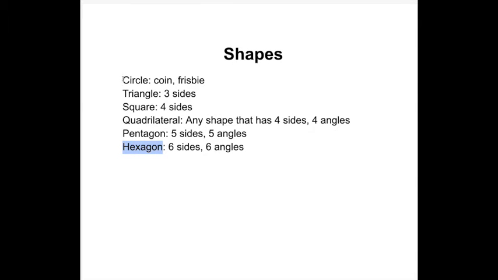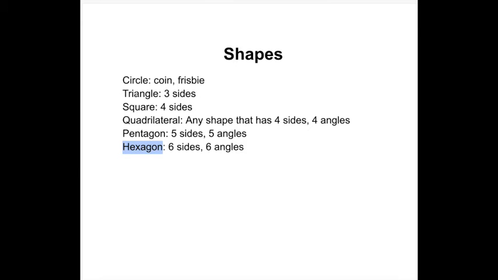Okay, let's review them, and you could say them with me. Circle, triangle, square, quadrilateral, pentagon, and hexagon. You're going to also need to know how many sides they have.